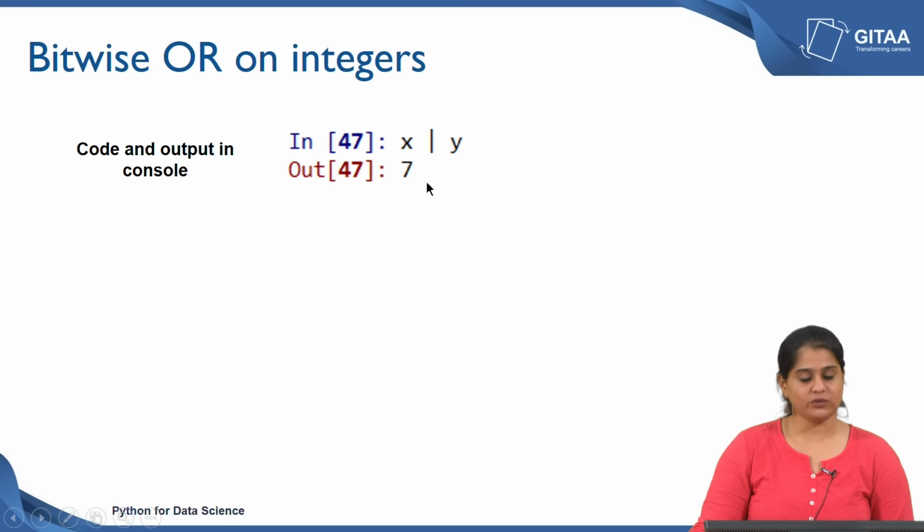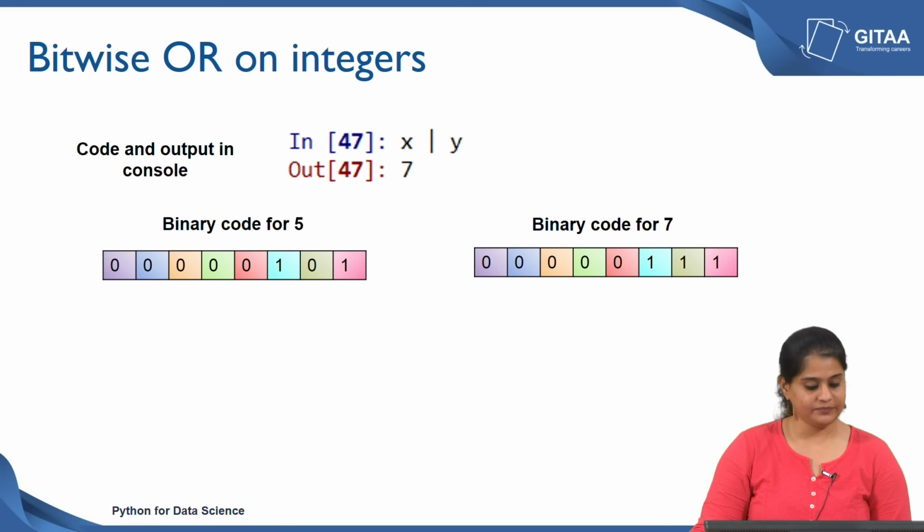The output that you will be getting is 7. So, let us see how this output was achieved. I have created two arrays here. The cells in these arrays consist of the individual binary codes for 5 and 7, and I have color coded them for reference. The first two positions of both the binary codes are 0.